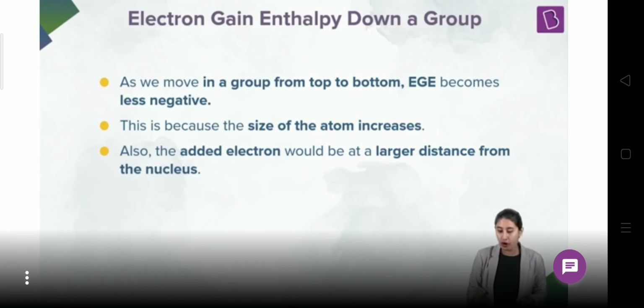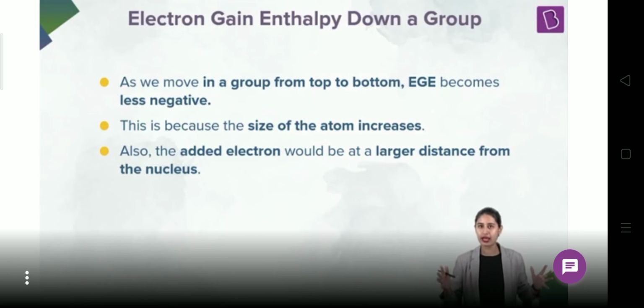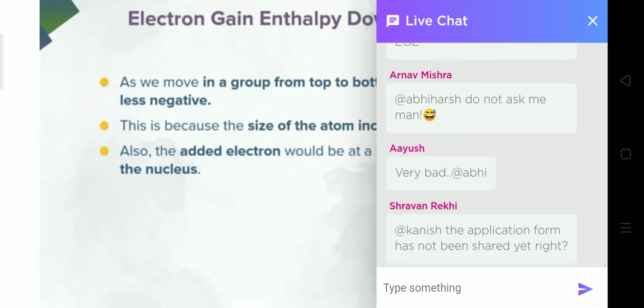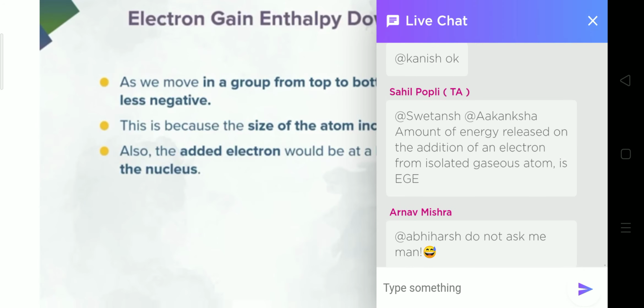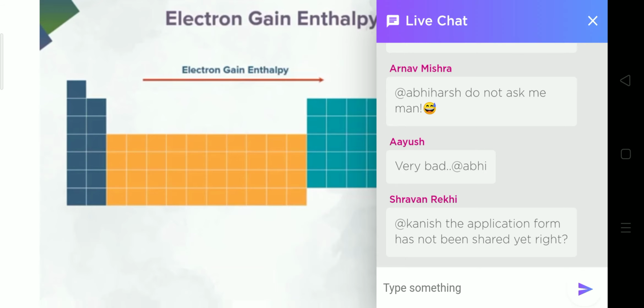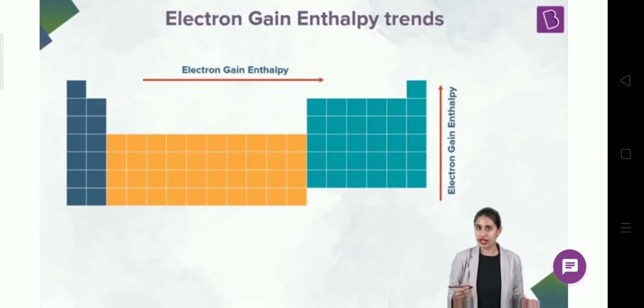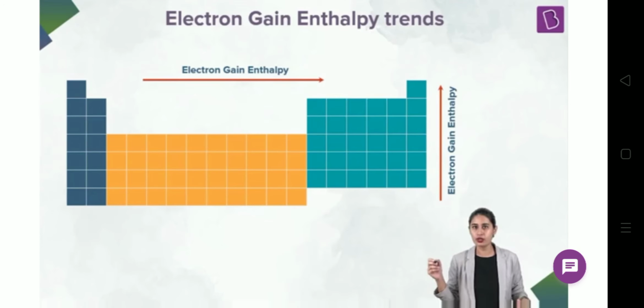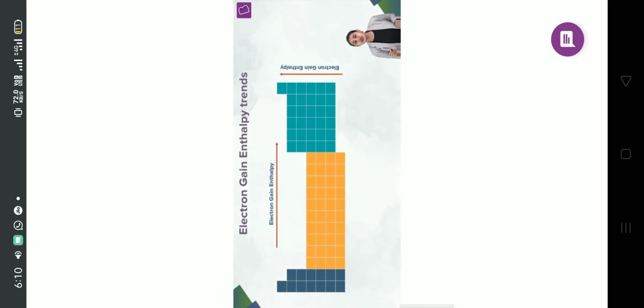Also, you know that from top to bottom, we can relate it to size. Higher the size, less is the Z effective, and hence the energy released will be less. So the magnitude of electron gain enthalpy will be less, right? So the general trend is something like this. Left to right, what happens? And from top to bottom, what happens? So electron gain enthalpy increases along the period and decreases down the group, the general trend.